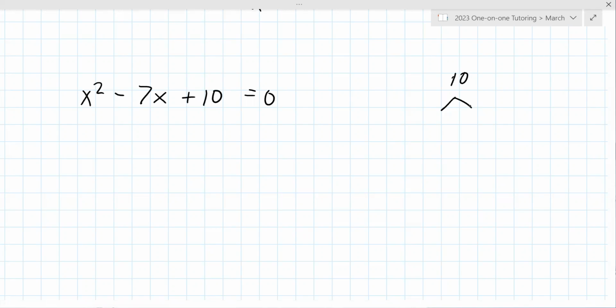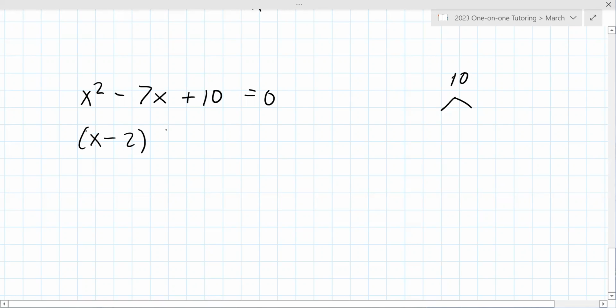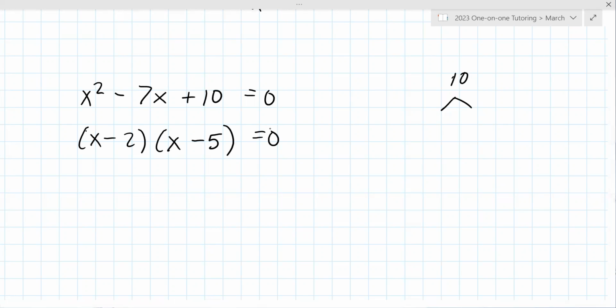So it would be x minus 2, x minus 5. Yes. Okay. But you're not done there. You've got to keep going. x minus 2 equals 0, x minus 5 equals 0, and you'd get x equals 2, x equals 5.